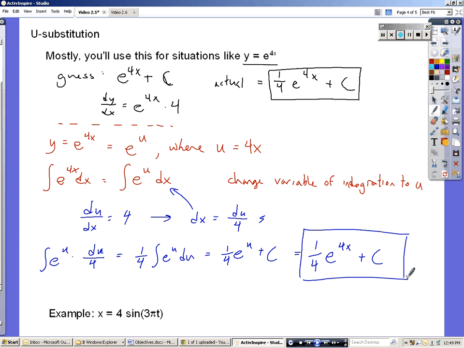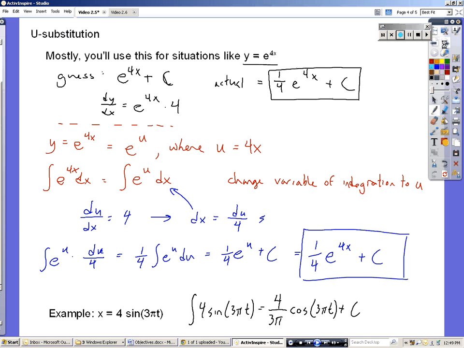I'm not going to work that example for now, but I am going to write down the answer so that you can work it on your own. So the integral of 4 sine 3 pi t is going to end up equaling 4 divided by 3 pi times the cosine of 3 pi t plus c. Make sure you can get that answer.